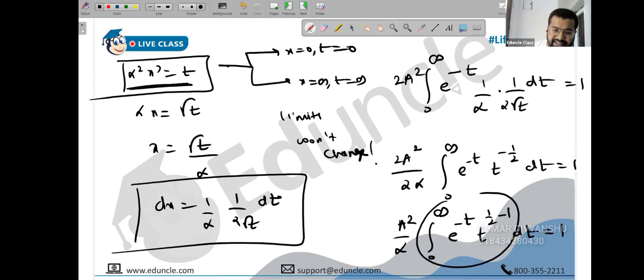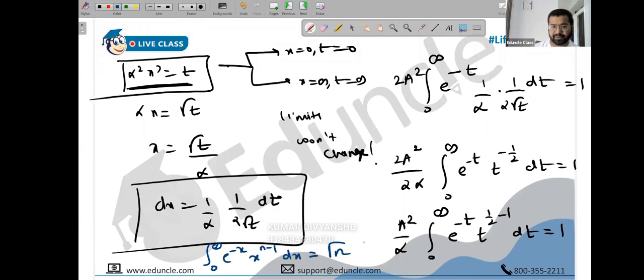The integral from 0 to infinity of e raised to minus x, x raised to n minus 1 dx, as the result, is gamma n. As the result, gamma half. If you are not aware of the formula by any chance, it's just that e raised to minus x, x raised to n minus 1 dx is just gamma n. So this is gamma half. Gamma half, you have to learn by heart, that's root pi.